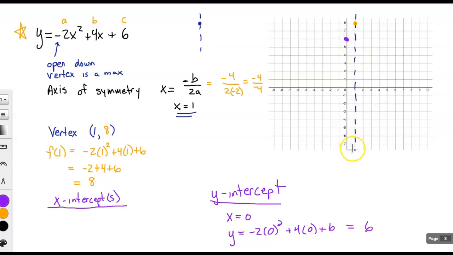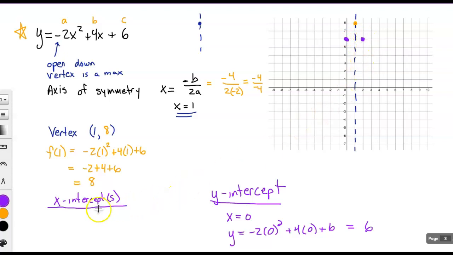Now, from that, you can actually get another point, because since you have your axis of symmetry, if you have this point here and you reflect that over your axis of symmetry, you get another point. So you have 3 points now. You're well on your way to graphing this parabola. So I got this point right here literally by reflecting the y-intercept over the axis of symmetry. And you can do that every single time.